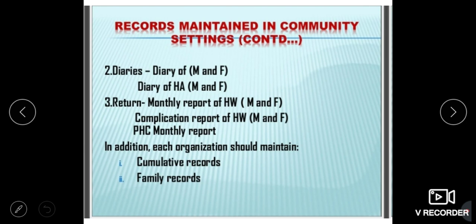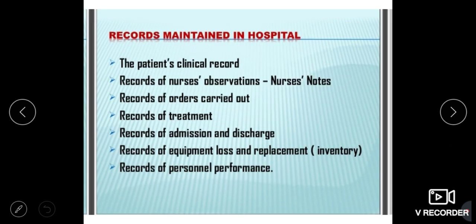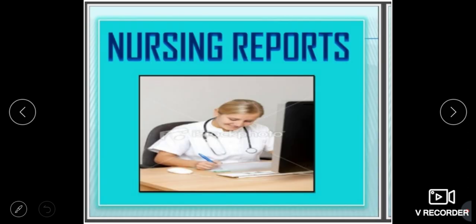Diaries are the diary of male and female, diary of health workers, then return monthly report of health workers, any complication, PHC monthly report, cumulative and family record is additional. Then these are the records maintained in the hospital: clinical record, record of nurses observation, nurses note, record of orders carried out, record of treatment, record of admission and discharge, record of equipment loss and replacement, record of personal performance.